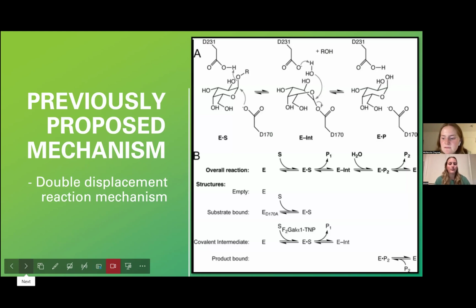Awesome. Next, we're going to go into the previously proposed mechanism before Goose and Clark's research. It's a double displacement reaction mechanism, which basically means there's two consecutive nucleophilic attacks on the anomeric carbon, which leads to the retention of the anomeric configuration. It requires two carboxylates, one that attacks as a nucleophile and one that attacks as an acid or a base. And looks like here is our acid or base.